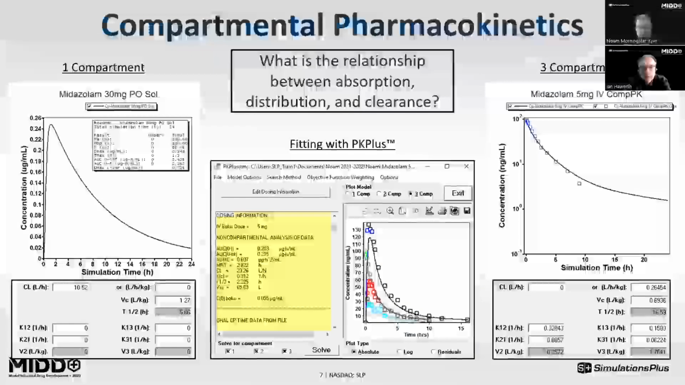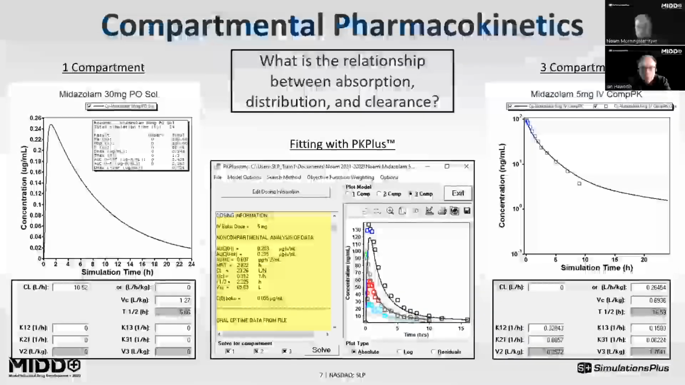But of course, we don't want this to be purely abstract. So if we move over to the right-hand side, we see a 3-compartment model from midazolam IV fitted to observed data. So the blue squares are the observed data, the blue line is the simulated line in GastroPlus. And we can make it a little bit more tangible this way, showing students how this compartmental model does, or in some cases does not, accurately describe the observed data for the drug.